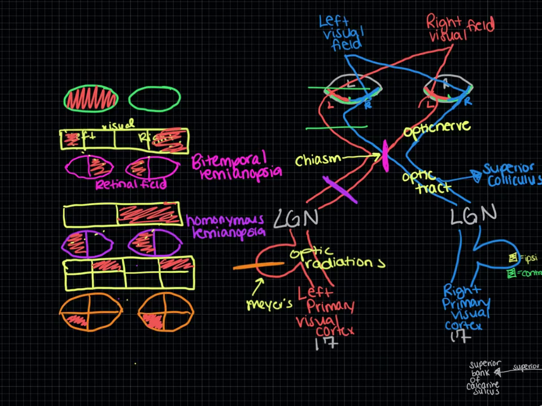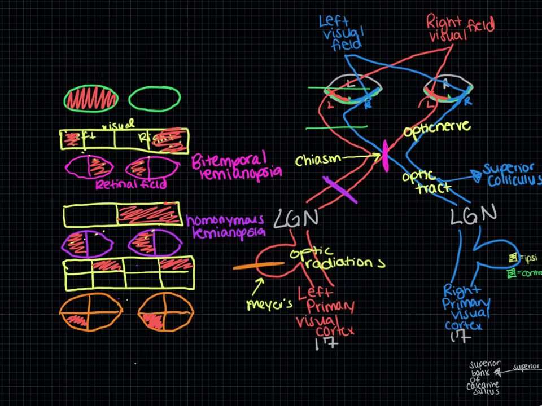So a lot of times this visual deficit is called the pie in the sky because people just see this black spot in the top corner of their eye when they have a lesion in Meyer's loop. Also, I illustrated these with the retinal fields shown in a circle and the visual fields shown in a square. However, it probably won't be like that on the exam. That was just so that they were differentiated.